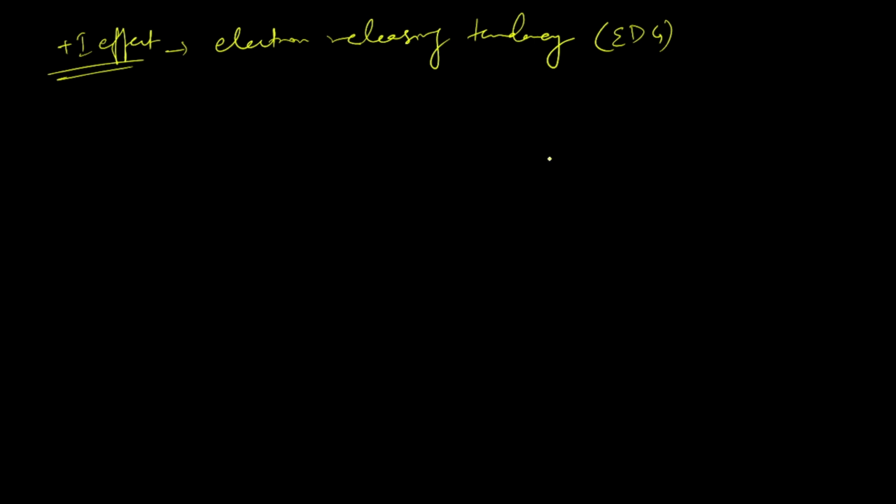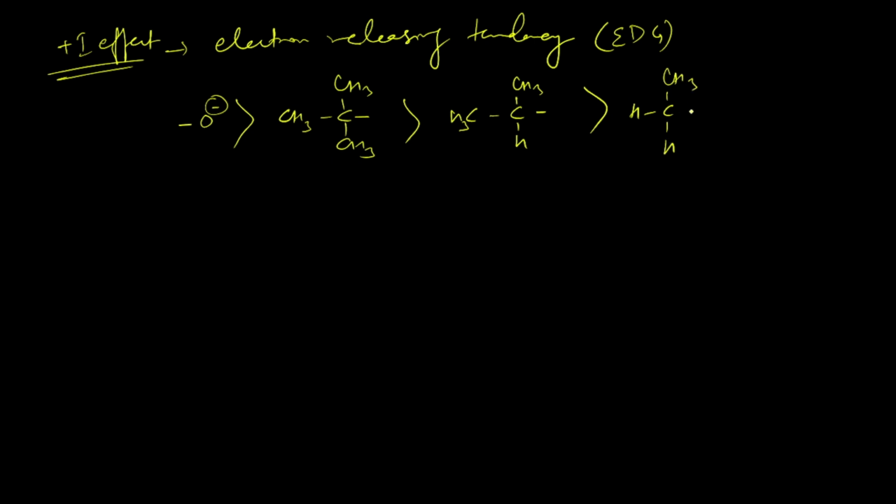We have to see what the plus I effect order is. Somewhere we can see it. It's like O minus is greater than tertiary alkyl, then secondary, then primary. Then tritium, which means it's a methyl kind of thing where I replaced the hydrogen with tritium, then replace with deuterium, then it will continue with your CH3, then tritium, then deuterium, and then hydrogen. This will be your plus I order.